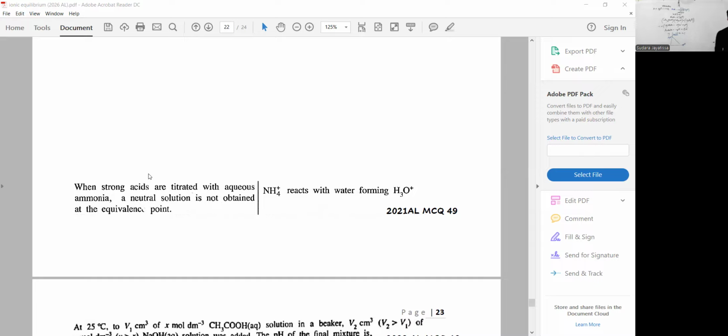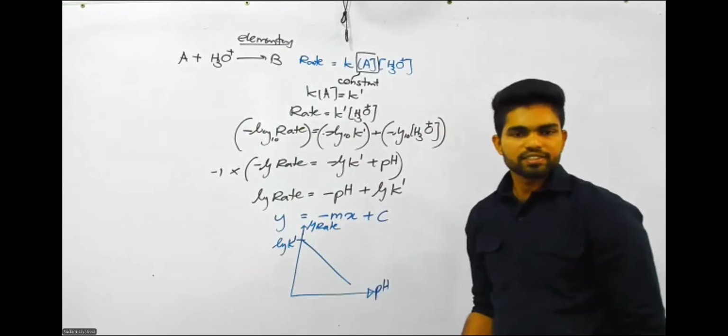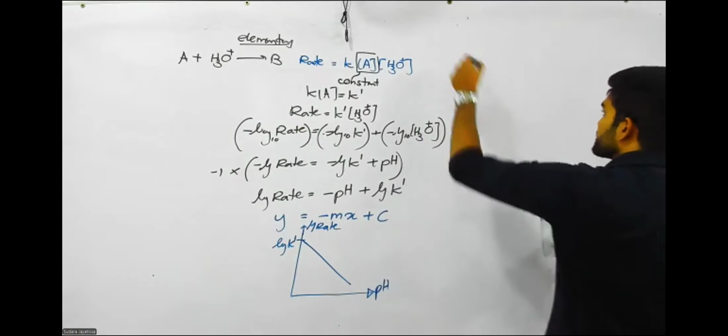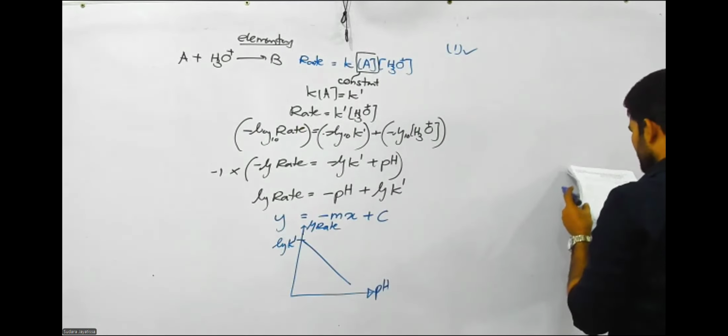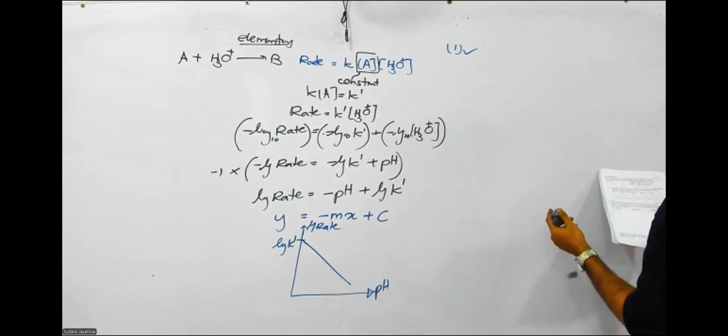Why? Because neutral equivalence points are there for strong acid, strong base titrations. Equivalence point will be neutral for SASB titrations. So telling that we will not get a neutral value is correct, because this statement is correct. Okay, so you can explain why it is correct.